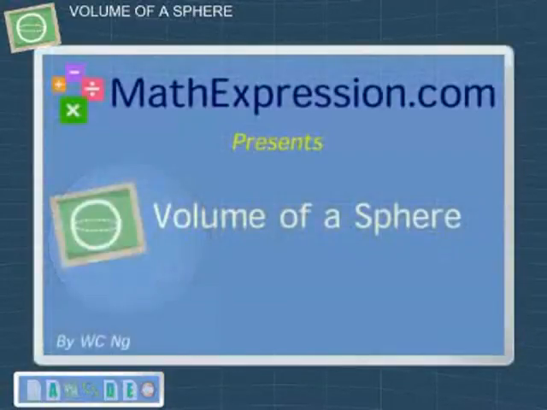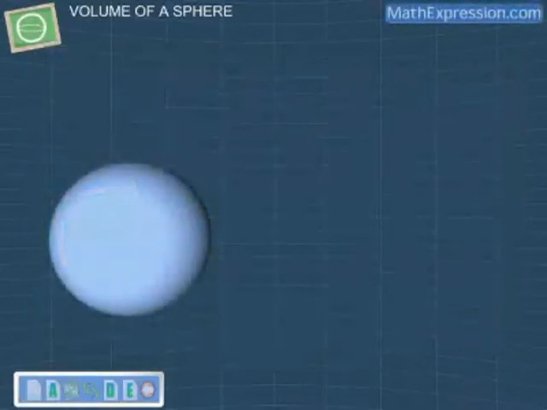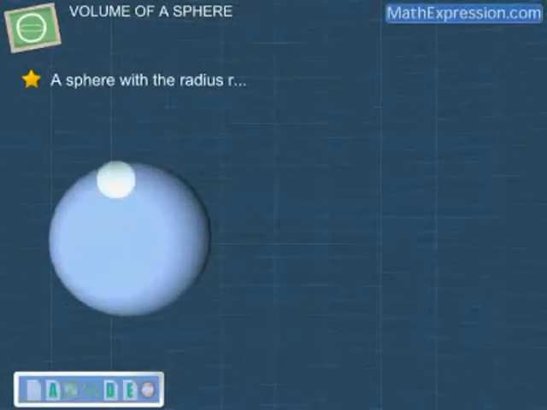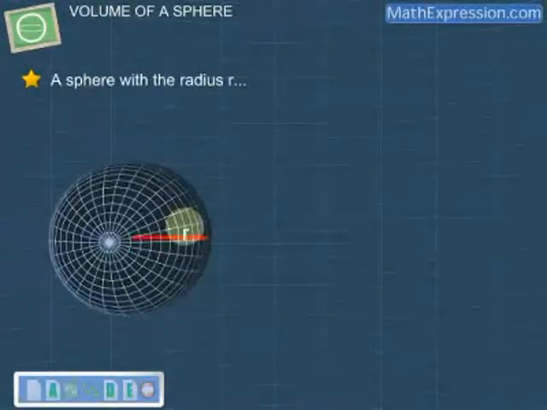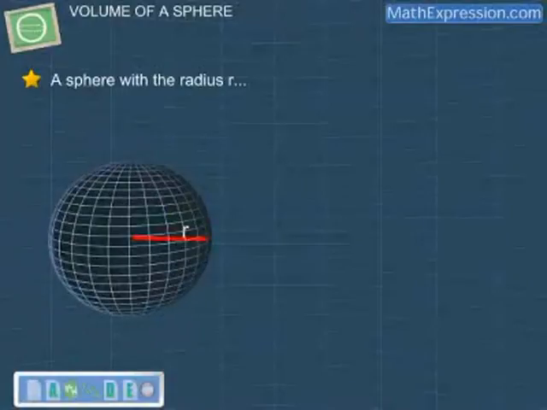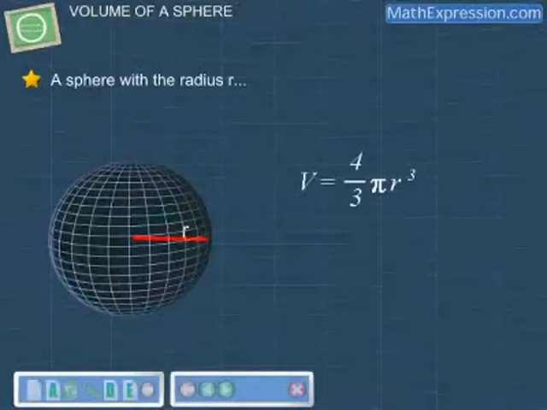In this lesson, we will learn about the volume of a sphere. Let's start. Consider this sphere. Now, this sphere has the radius r. The formula to find the volume of this sphere, V, is 4 over 3 pi r cubed. Let's see some examples on how to use this formula.